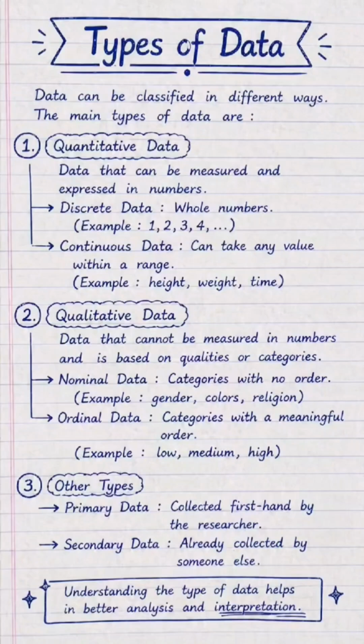Third, other types: primary data is collected by the researcher. Secondary data is already collected by others. Understanding the type of data helps in better analysis. Keep learning and keep practicing.